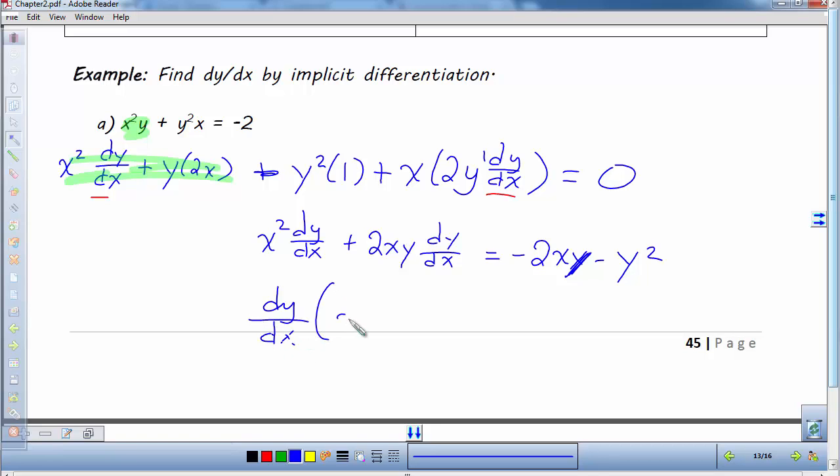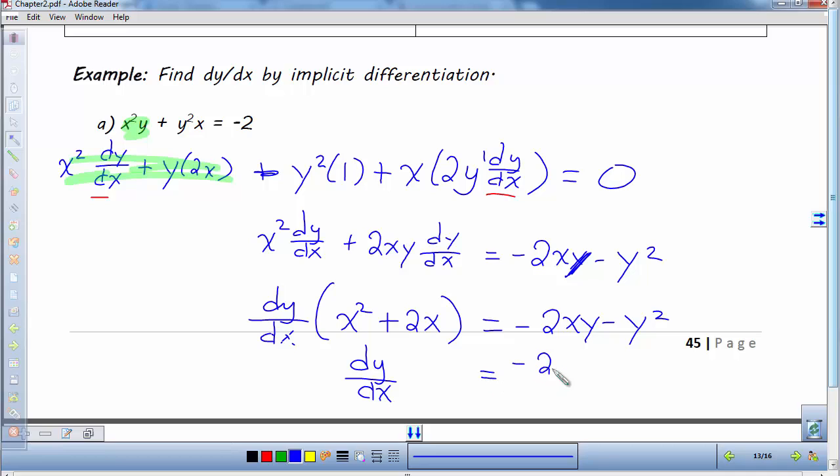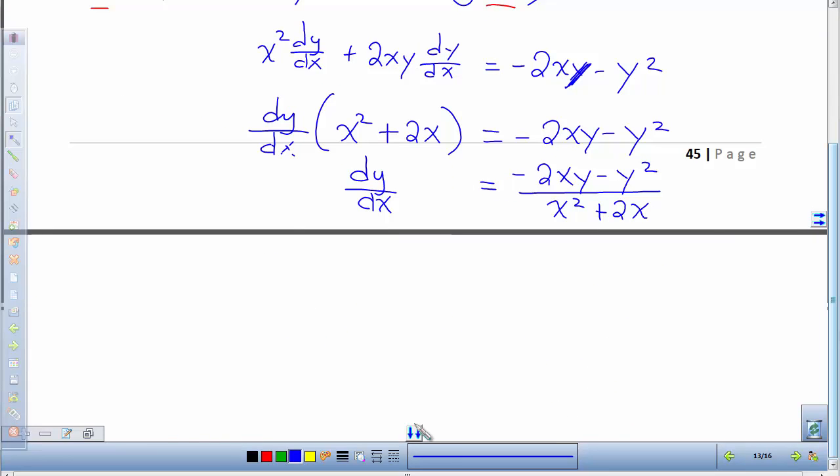And we're left with x squared plus 2x. And over here we still have minus 2xy minus y squared, or dy/dx equals minus 2xy minus y squared all over x squared plus 2x. Okay, and that's our derivative.